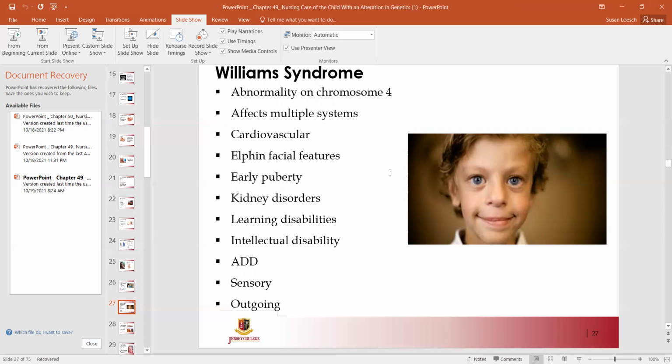They'll reach puberty early, and have structural abnormalities of the kidneys, delayed bladder training, and urinary frequency. These patients will also have learning disabilities, intellectual disabilities, ADD, sensory issues, tactile, and sounds. And then they're more outgoing, okay, and engaging than some other people.